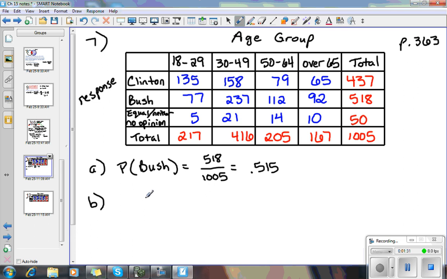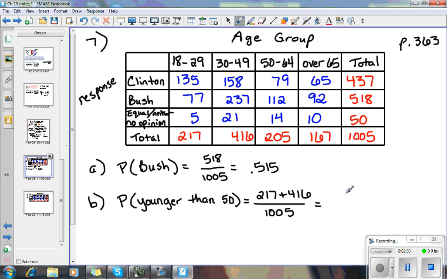Okay, Part B. What is the probability that the person is younger than 50 years old? So the probability younger than 50, we need to find the people that are younger than 50. Now, we're not looking here, we're looking in the margins. So 217 plus 416 were younger than 50 out of all the people. And so we get 633 out of 1,005. Dividing to 3 decimal places and rounding, we get 0.630.